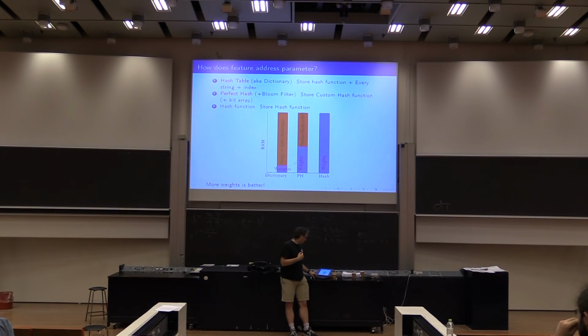And now you can see why it's a big advantage to the hash function. Sorry, what's written black on blue there? Black on blue, weights. Okay. The parameters are often called weights.